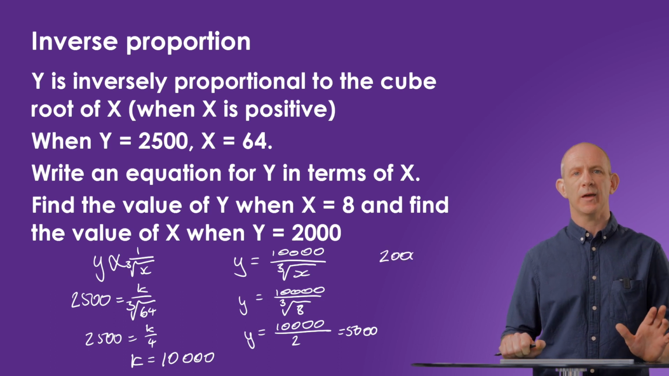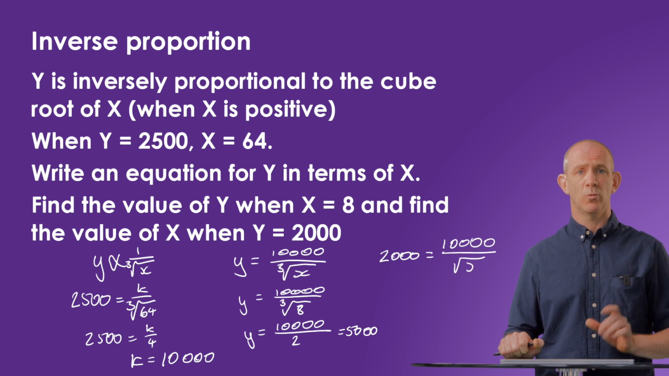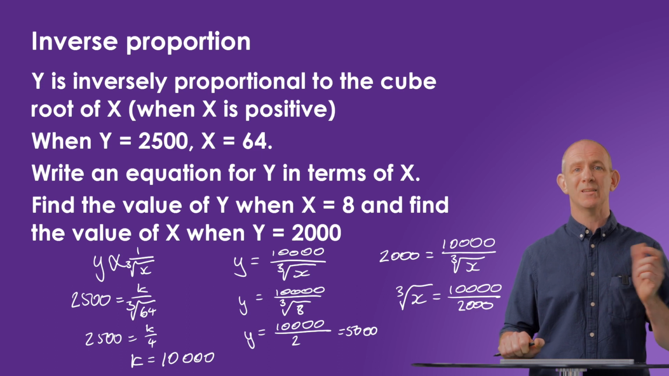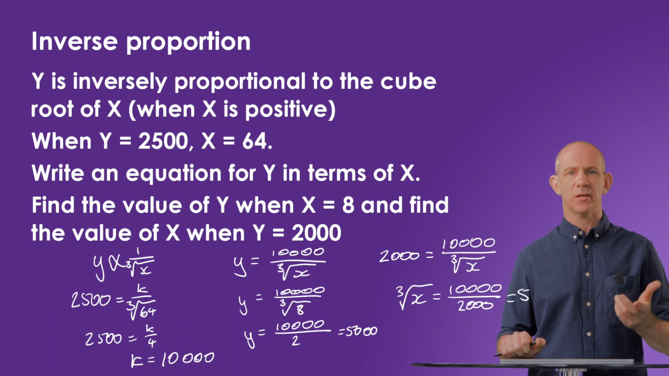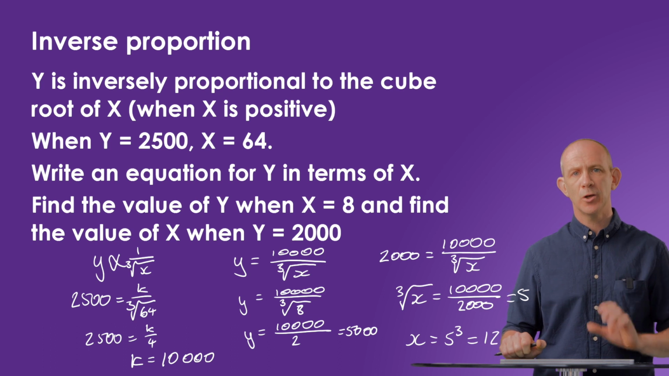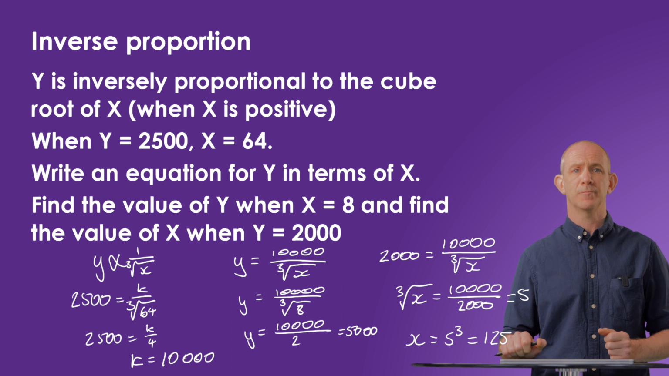Now, to find the value of x when y equals 2,000. First, let's substitute that in for y in our equation to get 2,000 equals 10,000 divided by the cube root of x. We can swap the 2,000 and the cube root of x by multiplying both sides by the cube root of x and dividing both sides by 2,000. This gives us the cube root of x equals 10,000 divided by 2,000, which equals 5. If we cube both sides, we get x equals 5 cubed, which equals 125. So when y equals 2,000, x is going to equal 125.